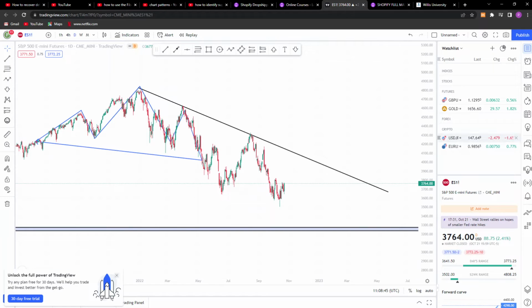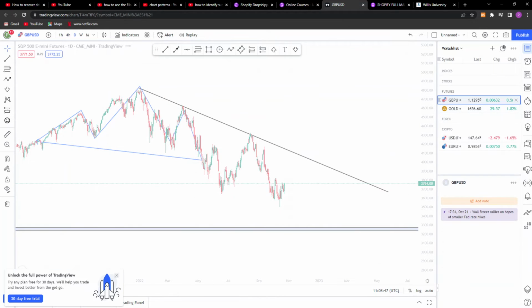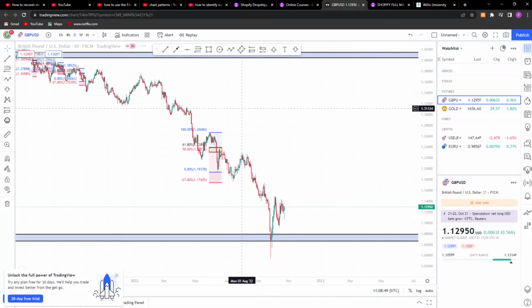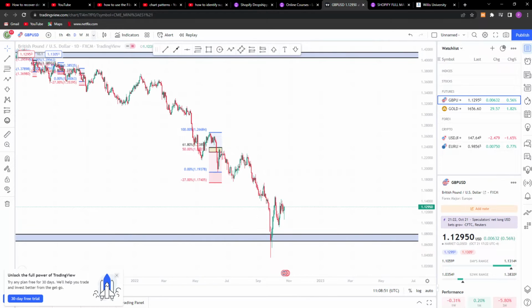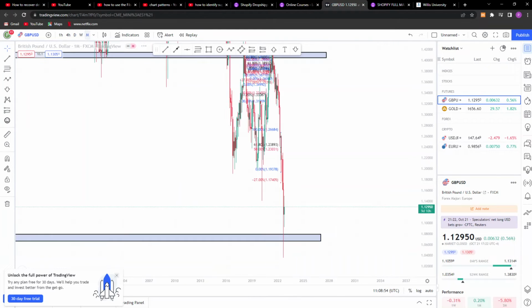Okay, let's take another pair. Let's take GU, GBP USD. Let's come on a monthly time frame. There's a lot of things to delete here. Guys, just give me a minute, please. I was doing some analysis.